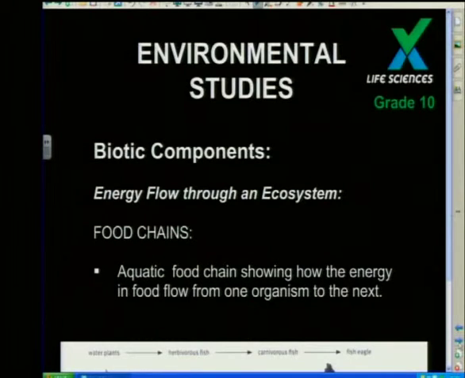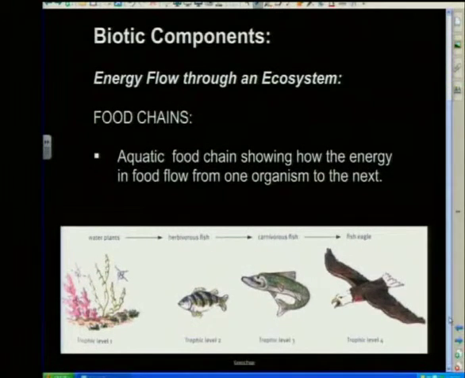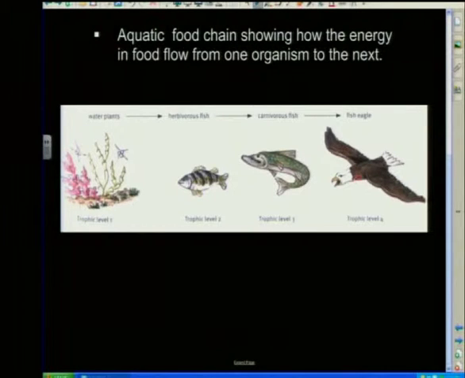Let's look at another example of a food chain. In this case, we're looking at an aquatic food chain, showing how the energy is passed on in an aquatic ecosystem. We said that plants are capable of photosynthesizing, and in an aquatic ecosystem we have algae. Algae are capable of utilizing radiant energy and converting that into food or glucose, and that in turn would feed your primary consumers. In this case it would be herbivorous fish, which form the second trophic level.